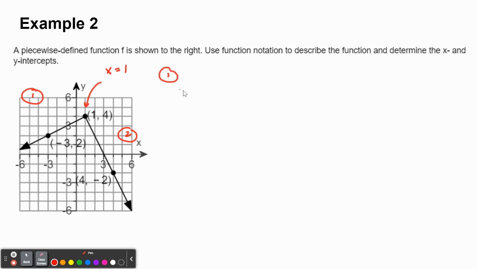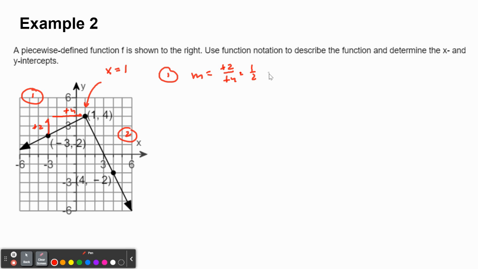So the first thing I want to do is find the slope, right? So let's find the slope of line 1. Let's go from -3, 2 to 1, 4. We're going to go up 2 and right 4. So remember, slope is rise over run. So I went up 2 and right 4. That's a slope of 1/2.